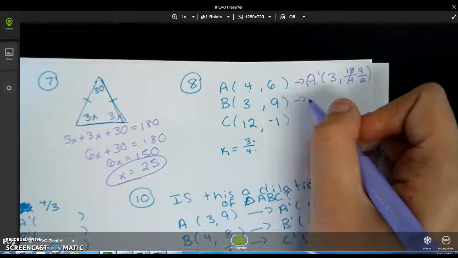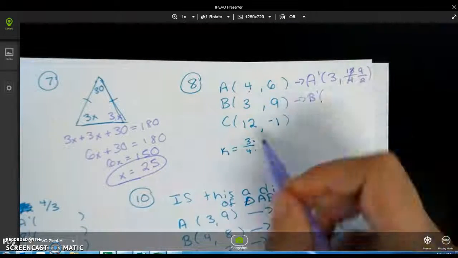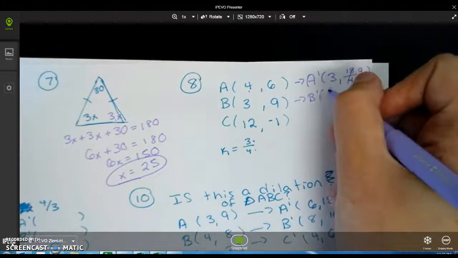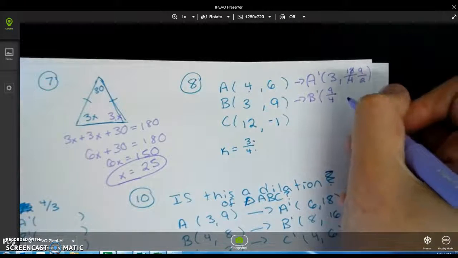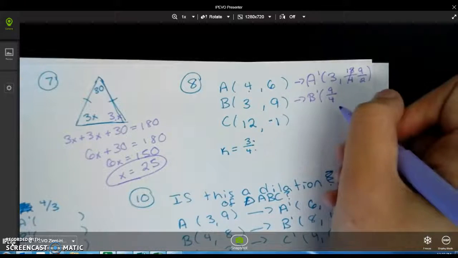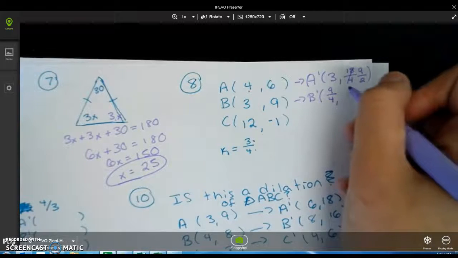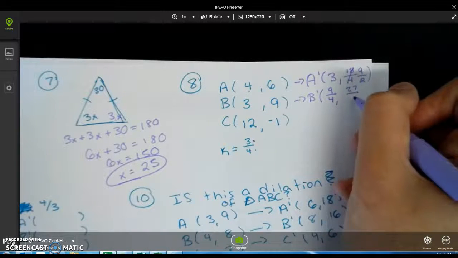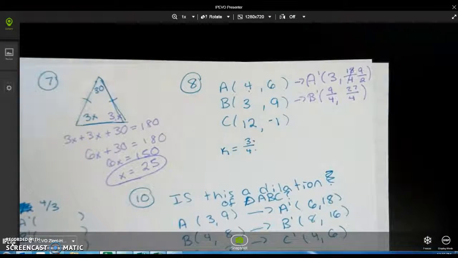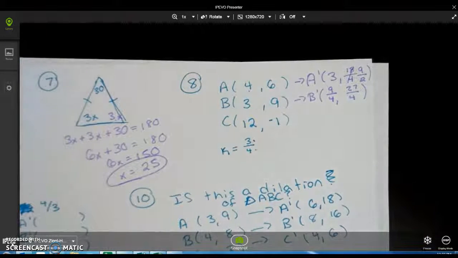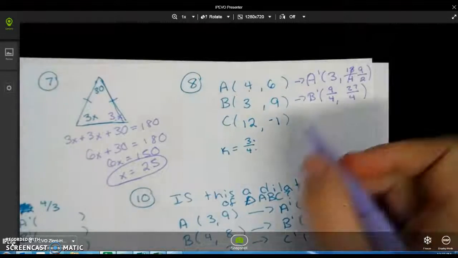I'm going to do the same thing for B. 3 times 3 is 9, and that's divided by 4. I actually can't reduce that anymore, so I'm going to leave it like that. 9 times 3 is 27, and that is also over 4. That also cannot be reduced. I'm fine with you leaving it as the fraction, which is what's nice about doing that method.